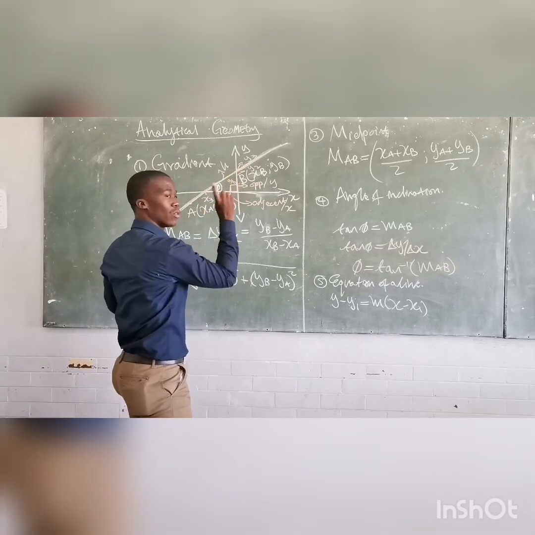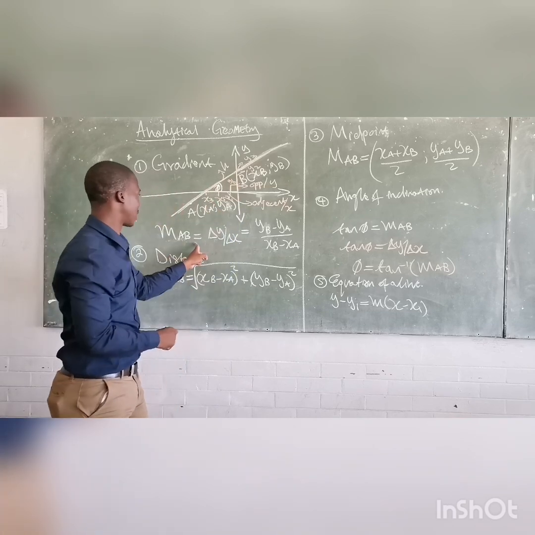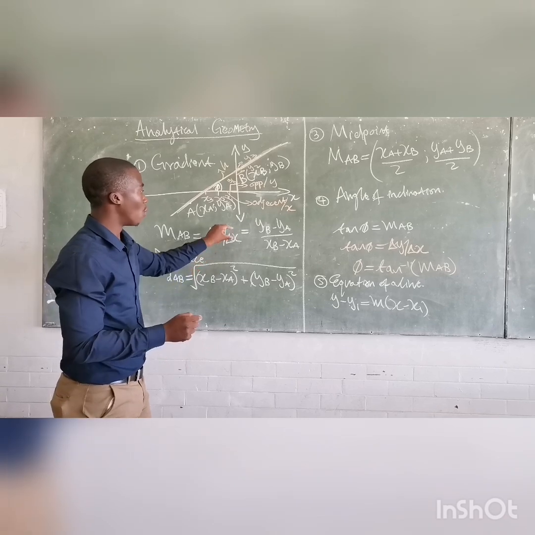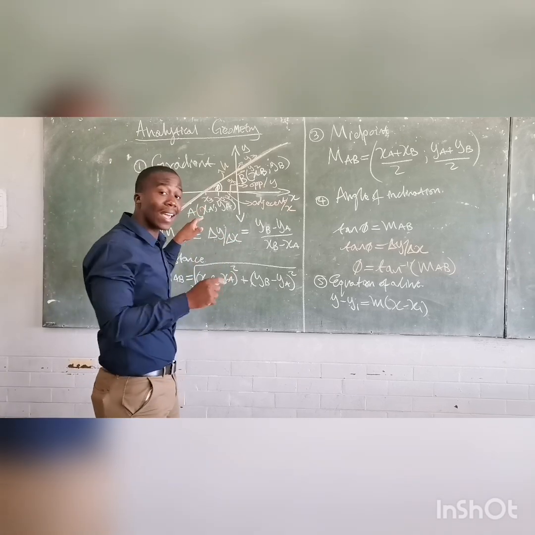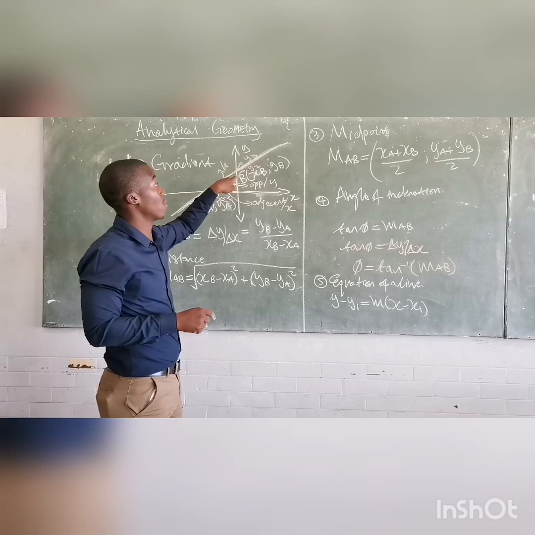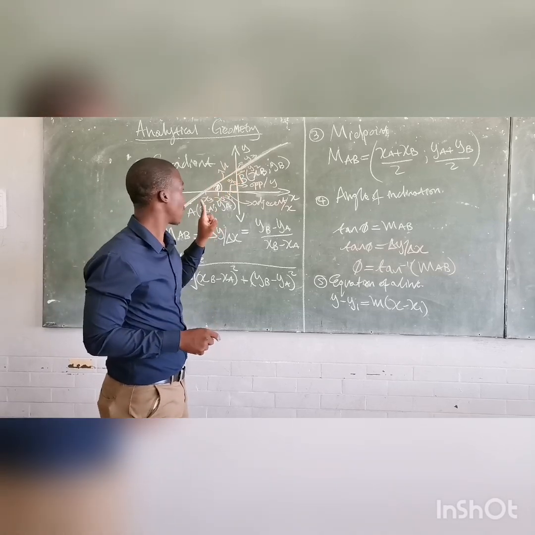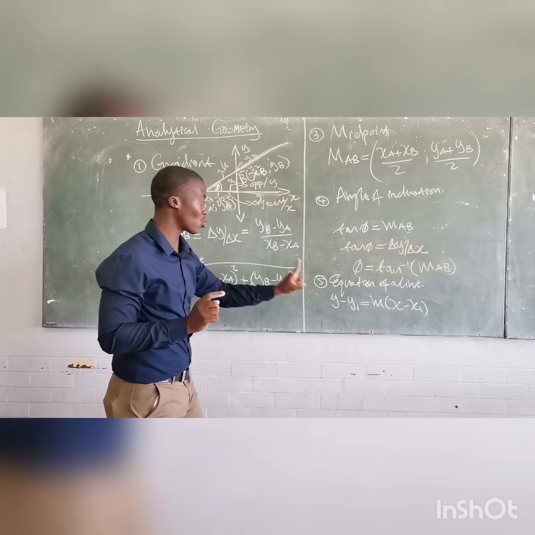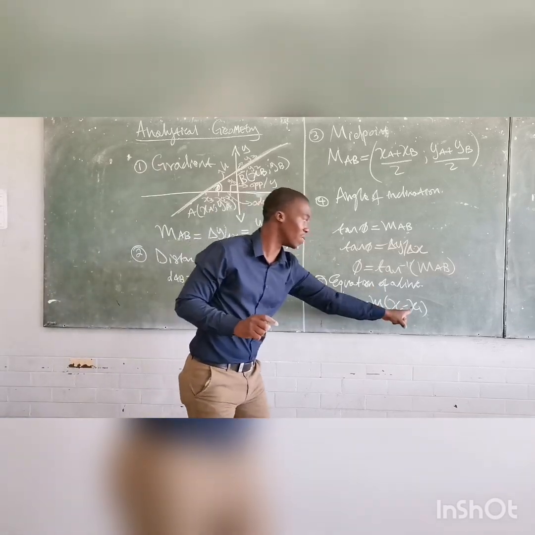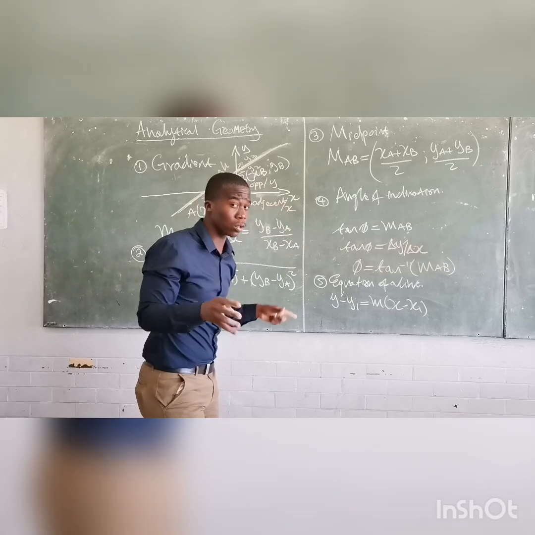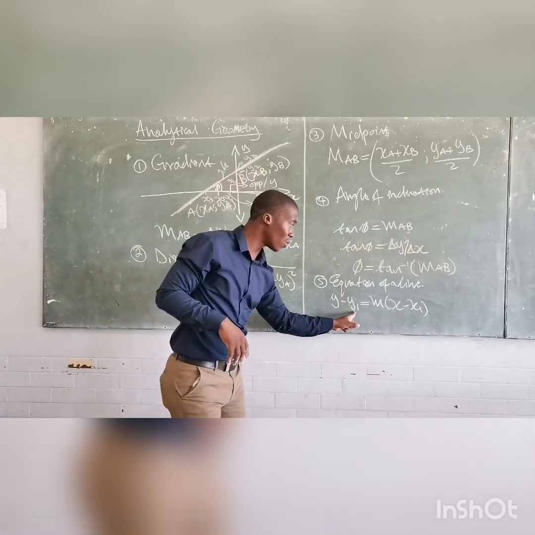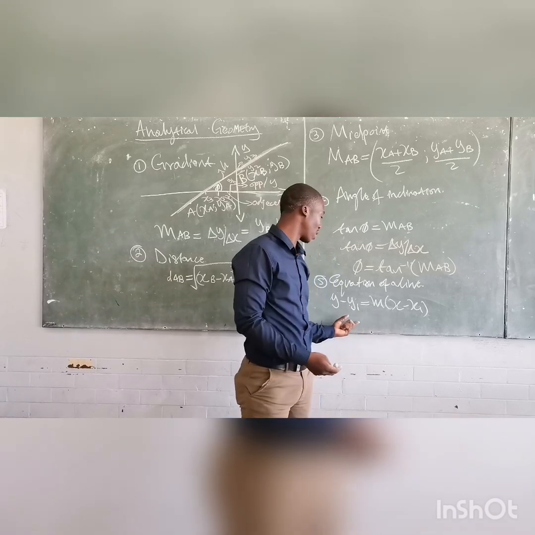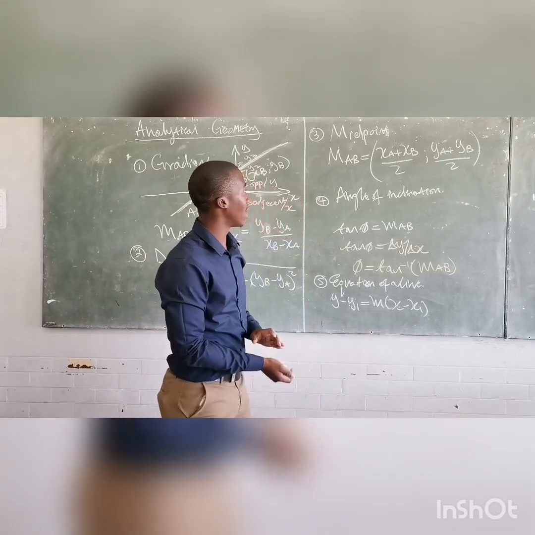Firstly we calculate the gradient. Now for the gradient of AB, we know the formula is change in y over change in x, right? Once we have found the gradient, we can take any point between A and B and substitute it. If we choose point A, this is going to be YA, this is going to be XA. If you decide to choose point B, this is going to be YB, this is going to be XB. So it's simple like that in analytical geometry.